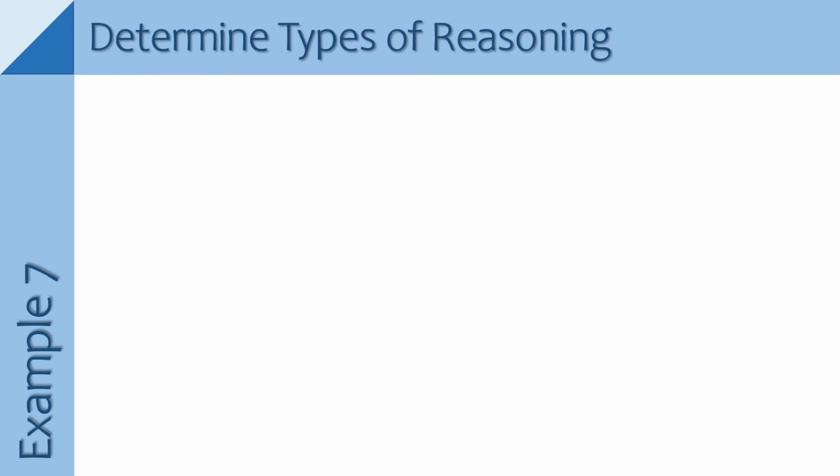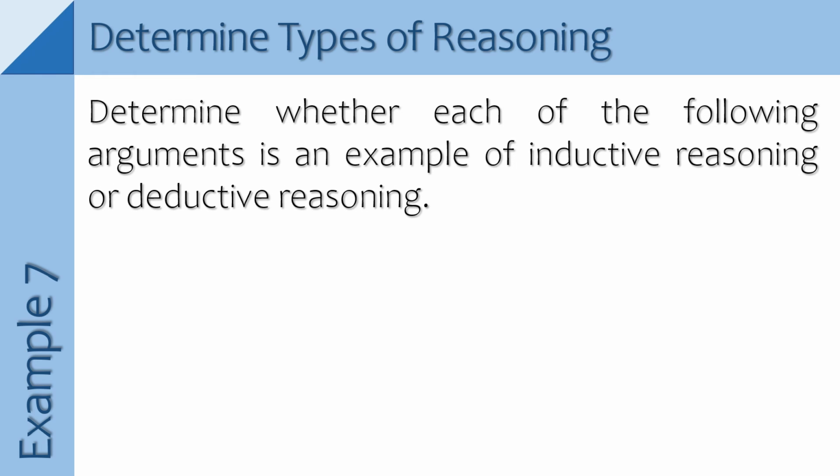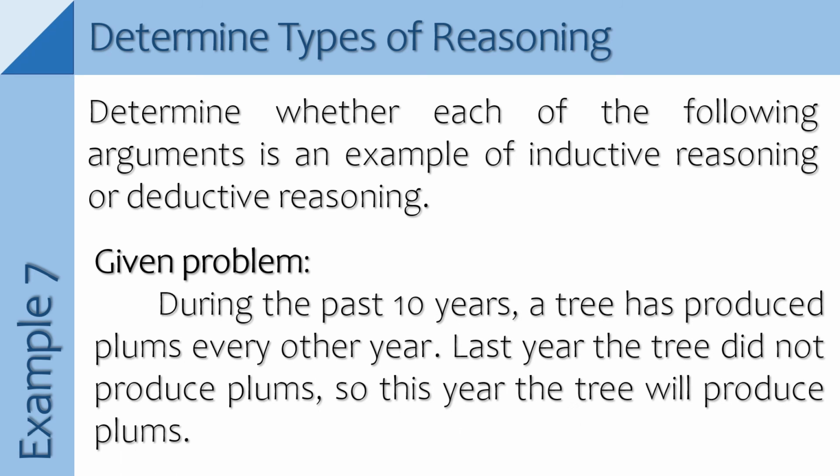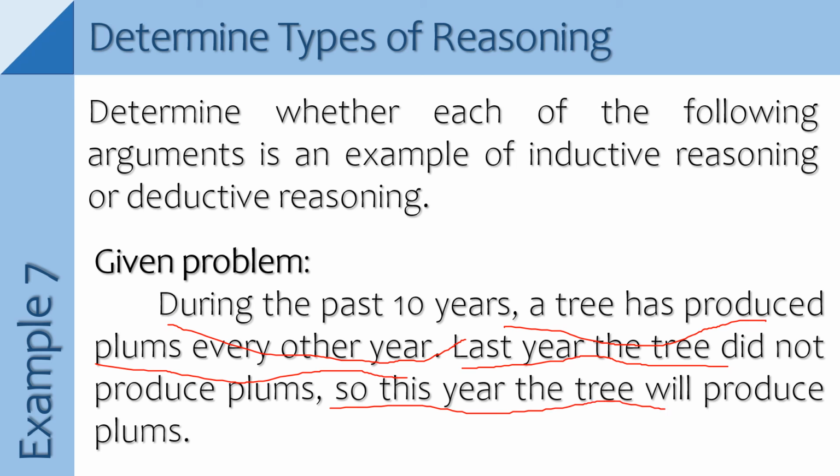Okay, so next, determine the type of reasoning. Determine whether each of the following arguments is an example of inductive or deductive reasoning. For example: during the past 10 years, the tree has produced palms every other year. Last year, the tree did not produce palms. So this year, the tree will produce palms.